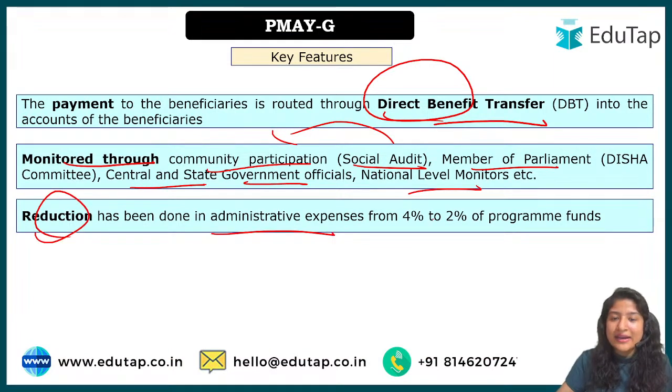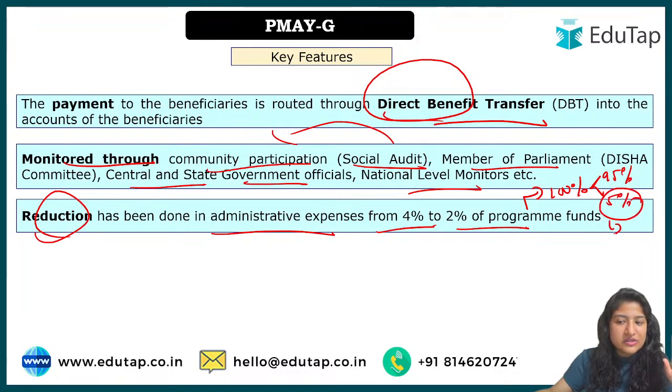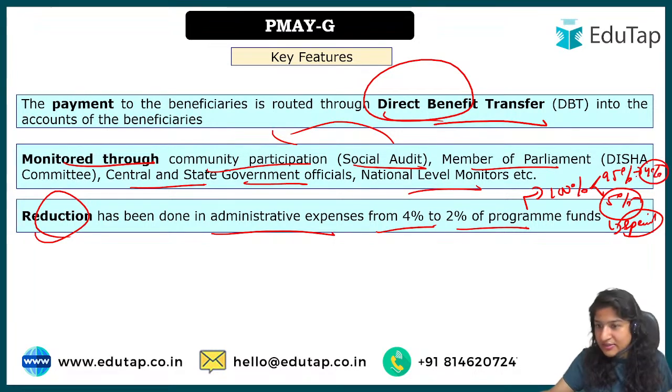Reduction has been done in administrative expenses from 4% to 2%. What does it mean? So initially, see, 100% of the fund was allocated. There was a division, 95% and 5%. This 5% was for special projects, meaning in case some special condition occurs, there should be some reserved fund. So 5% was reserved for that, and out of the 95%, 4% was utilized for administrative purposes, and the rest, that is 91%, was utilized for normal activity.